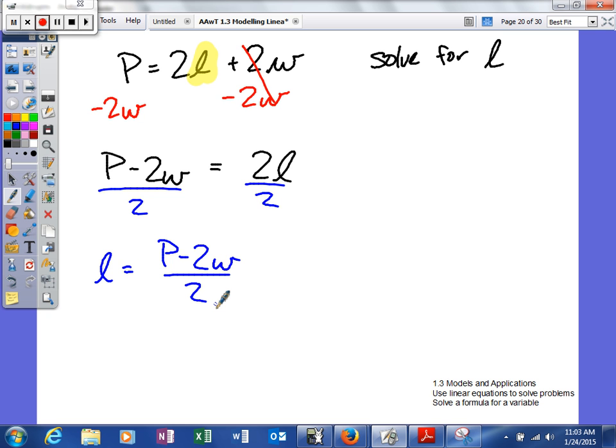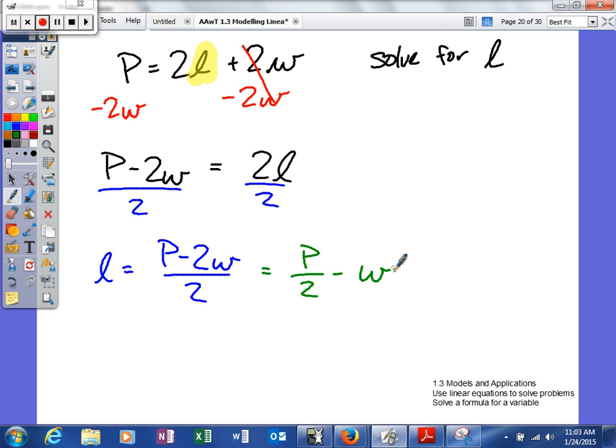But one thing you also need to remember is that we could also rewrite this answer in a different form. One way you could do it is to take that 2 and divide it into both terms. So your answer could also look like this: P divided by 2, and then minus W.